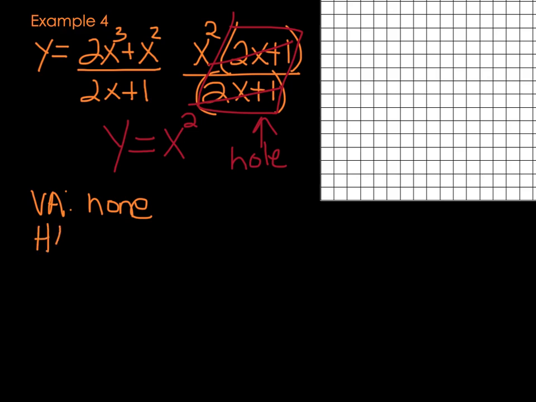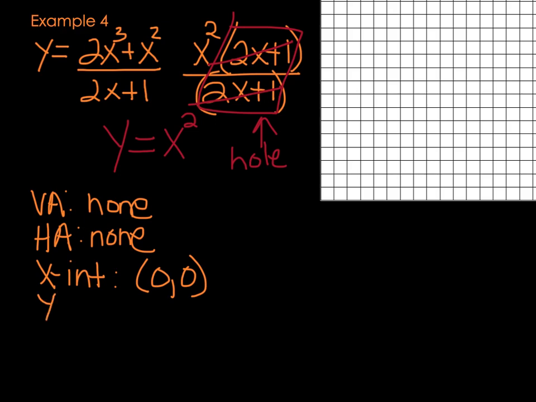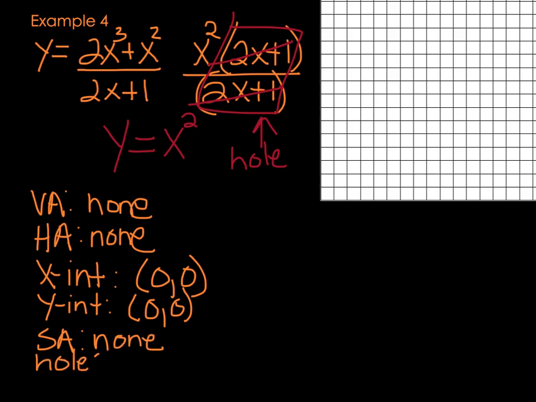Horizontal asymptote, none. X-intercept. If I set x squared equal to 0, x equals 0, so (0, 0). Y-intercept. If I plug in a 0 for x, y is 0, which makes sense because (0, 0) is an x and y-intercept at the same time. A slant asymptote, we don't have any. We don't even have a denominator after we cross everything out that cancels, so no slant asymptote. So that leaves us with the holes, or in this case, hole.